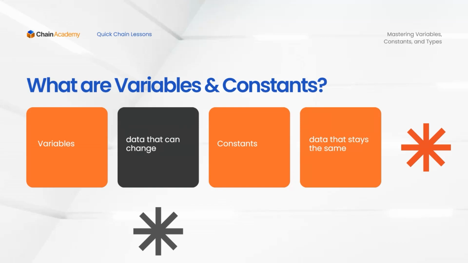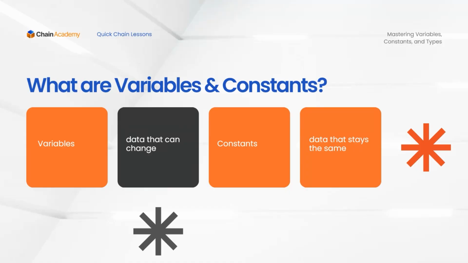But some data never change. For example, the number of days in a week is always 7, or the value of pi, it never changes. That is what we call a constant. A constant in Go is like a rule. Once you set it, it cannot be changed in your program. So remember, a variable is data that can change, while a constant is data that stays the same. Pretty simple, right?